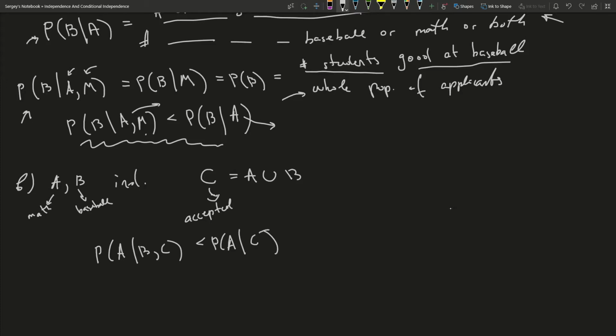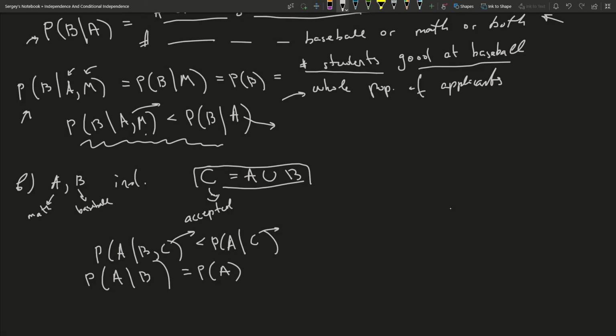So again, in this case, conditioned on the student being accepted to the college, our two sets A and B, we're trying to show that they're dependent. And so, again, we can say, well, telling us that C has occurred and B has occurred is redundant, because if we know that B has occurred, we know that C has occurred because C is the union of A and B. And so we can rewrite the left side as just A given B, but we know that A and B are independent, so that's just the probability of A.